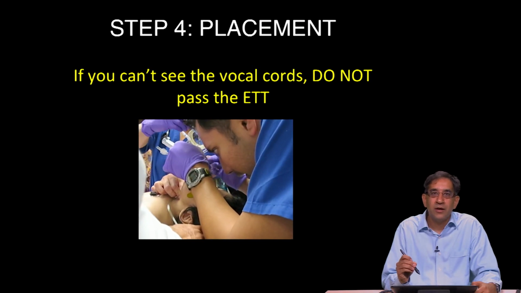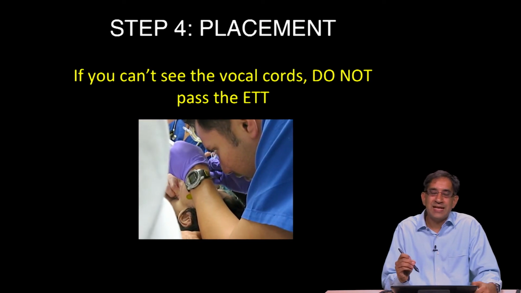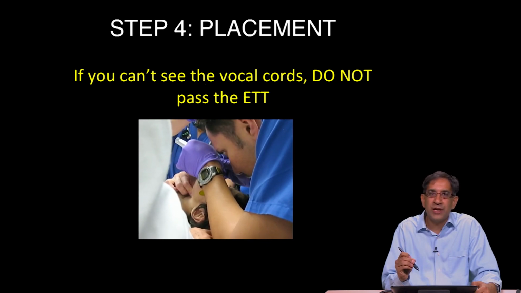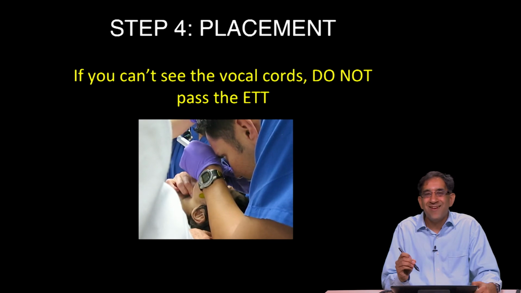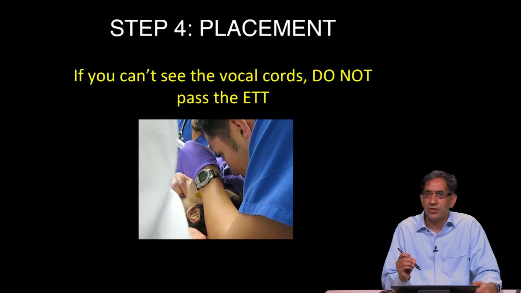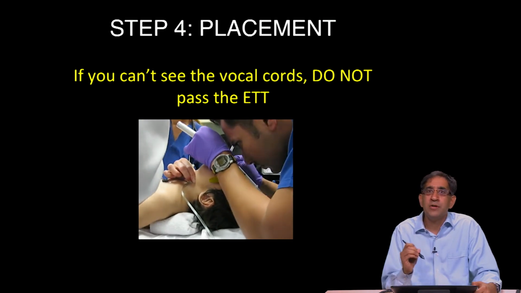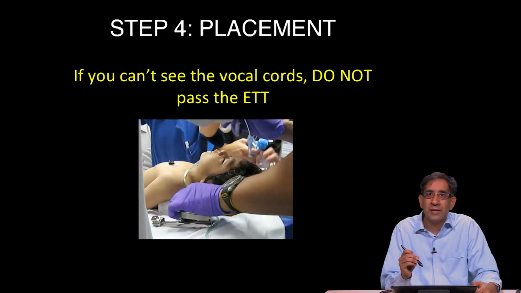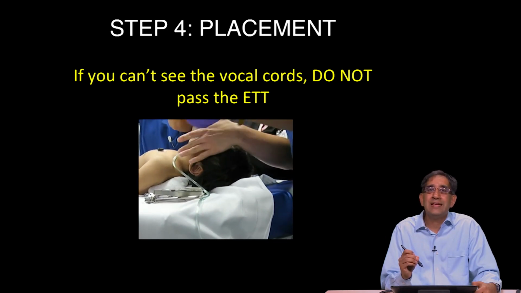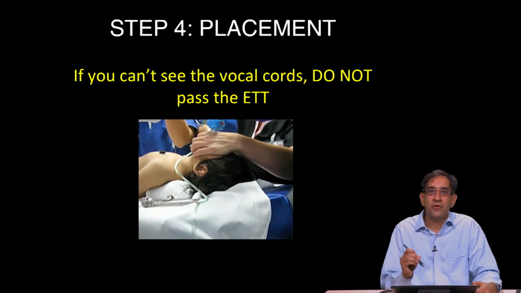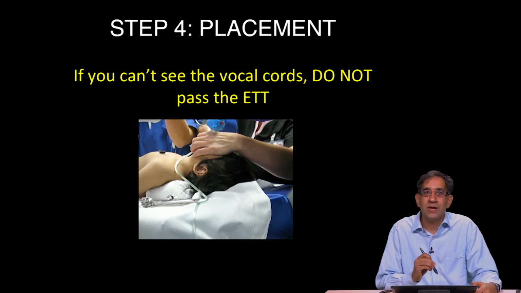So let's take a look. We've got our physician who's taking a look at a child who needs to be intubated. He's attempting to pass the endotracheal tube, but he's having a hard time seeing the vocal cords. So what should he do? Should he just pass it? No, never. He's going to take that endotracheal tube out, take his laryngoscope blade out, and begin ventilating the patient again, and get ready for another attempt at endotracheal intubation. Okay, very important concept.